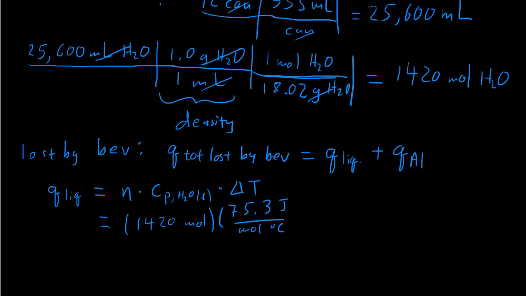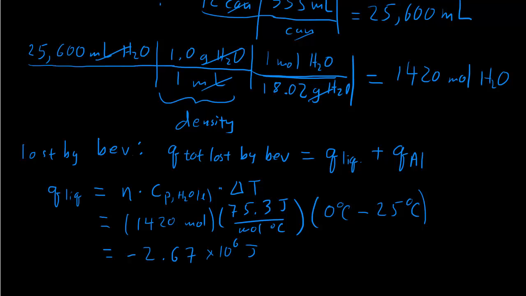mole degree Celsius. And our temperature change: final temperature, we want these beverages to be ice cold, right? So that's 0 degrees Celsius. And our initial temperature, they were initially at room temperature in the store where we bought them, so that's 25 degrees Celsius. So final minus initial gives us this. And when we multiply this out, 0 minus 25 is negative 25, so we're going to get a negative number here, negative 2.67 times 10 to the 6th joules.